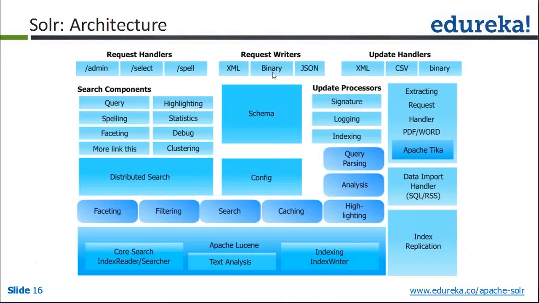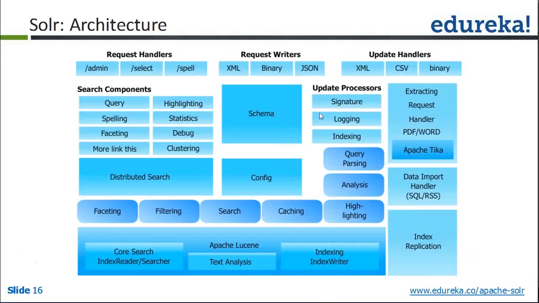The request writers are basically going to decide how the response is written on the user's interface. So you can write that in the XML format, in the JSON format, in the binary format, and all of this is controlled by the schema and your Solr config XML. So the schema and this configuration is also the key, or I would say the heart of the Solr instance which is running at the back end.